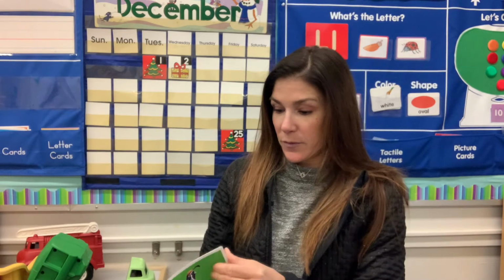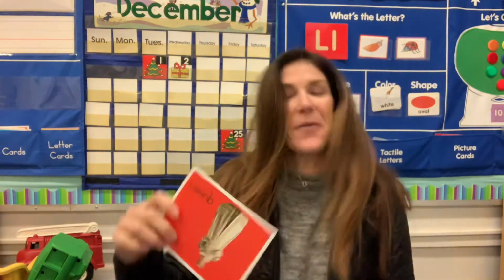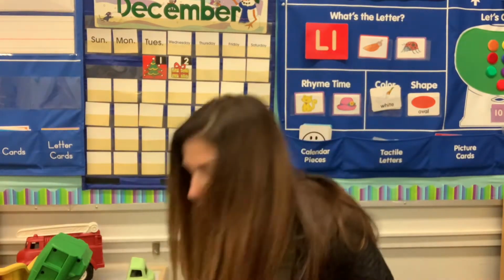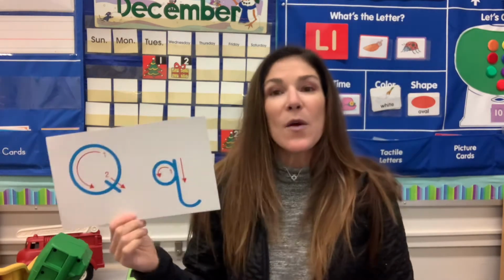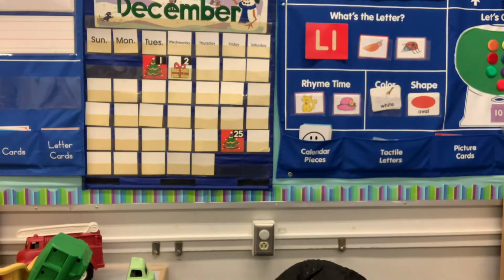Let's repeat some words that start with the letter Q. Quilt. Quilt. Quarter. Quarter. Quail, quail, and queen. Oops, that's quilt again. Here we go, here's the queen. Queen, queen. They all start with the letter Q. And again, the Q is a circle with a line through it. And what sound does it make? Qua, qua. Very good.